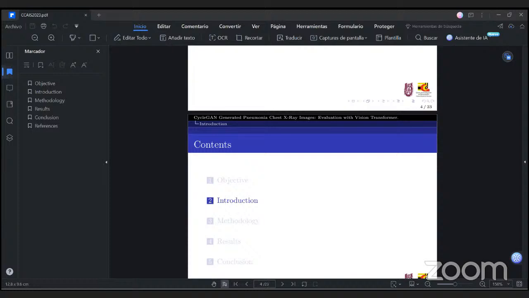Now, the CycleGAN model, a type of GAN, the cycle-consistent generative adversarial network, is designed for unpaired image-to-image translation, which is what we are supposed to do with the chest pneumonia images. In summary, the key idea behind CycleGAN is to enforce cycle consistency during training, which helps maintain the content and style of the original images.